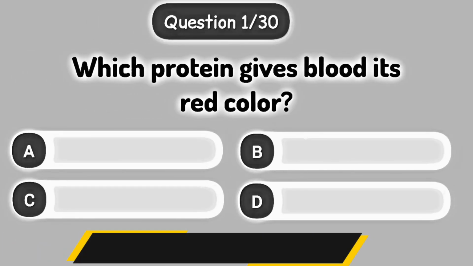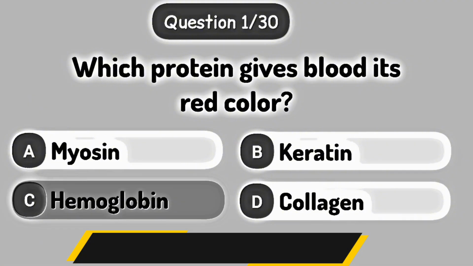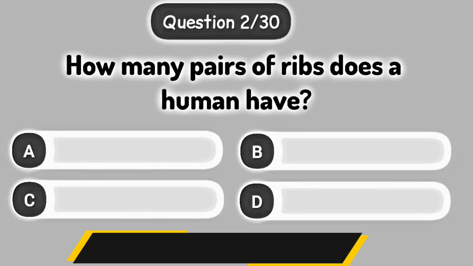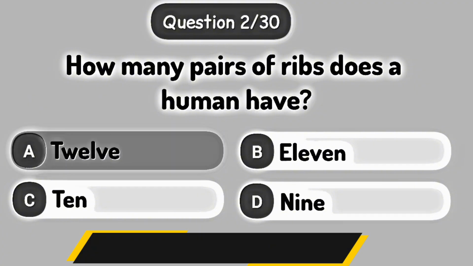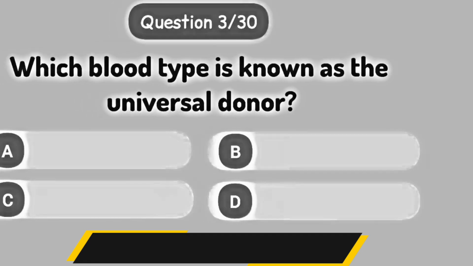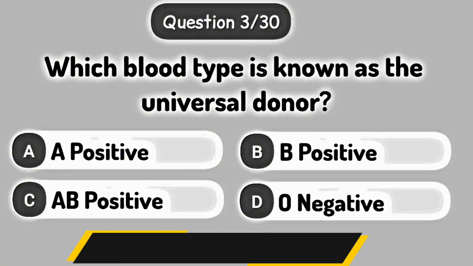Which protein gives blood its red color? Hemoglobin. How many pairs of ribs does a human have? 12. Which blood type is known as the universal donor? O negative.